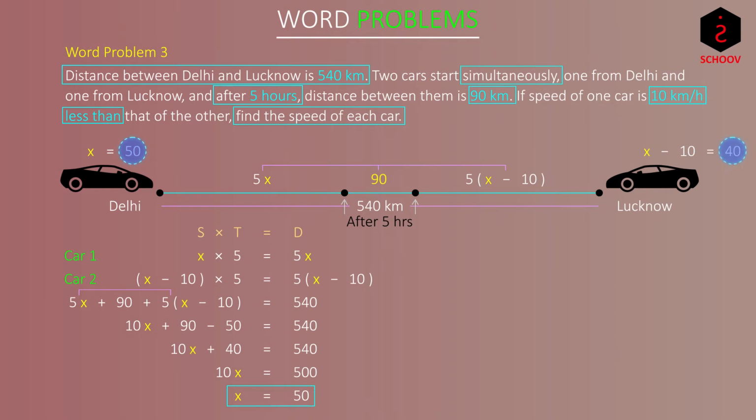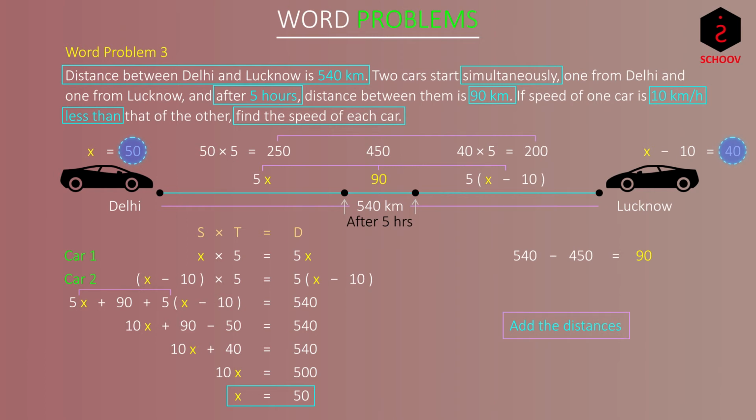So distance covered by car 1 is 50 into 5, 250. And by car 2 is 40 into 5, 200. Total 450. Let's write that. And if we subtract it from the total distance, 540, we get 90, which you can see is the distance between the two cars after 5 hours. So yes, our answer is correct. By the way, in speed distance problems, usually we have to add the distances to form an equation.